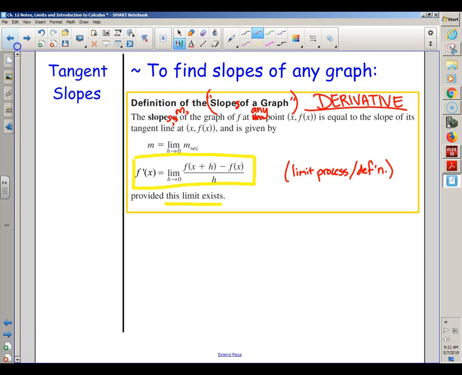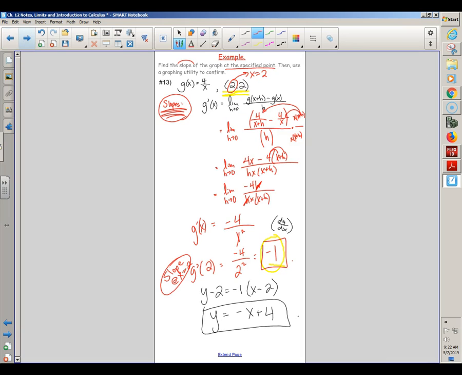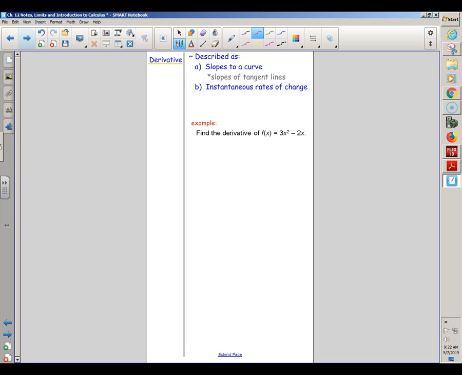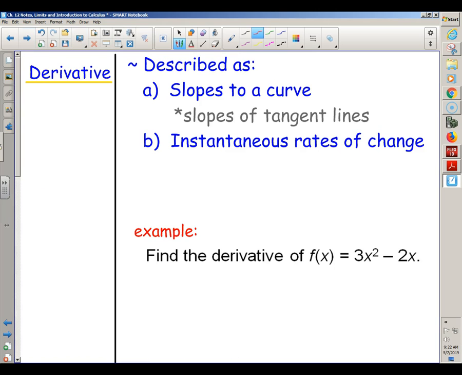So slopes of a graph is the idea, which is why I wanted us to start there, to find the slopes of any graph. At any point, I find the derivative, the general derivative, which has an x in it, and if I need to make it specific, if I need to go to one slope, I can always plug in x. So while we're talking about derivative, here's a couple more things about derivatives. The derivative, described as. Now, the yellow box is the definition. What are these? Descriptions, right?